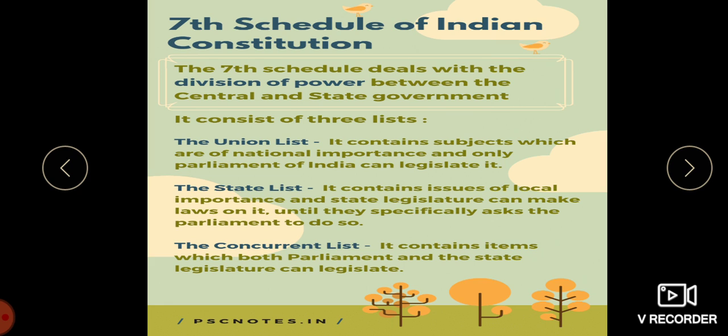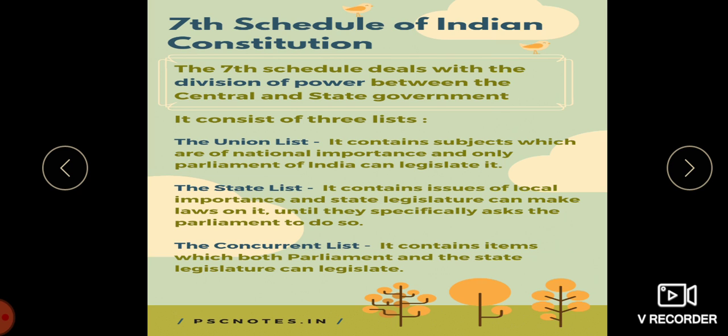The central government has the constitutional right to advise the state government on issues pertaining to law and order. So, it is having three lists: the union list, the state list, and the concurrent list. The union list contains subjects which are of national importance and only the Parliament of India can legislate on it.